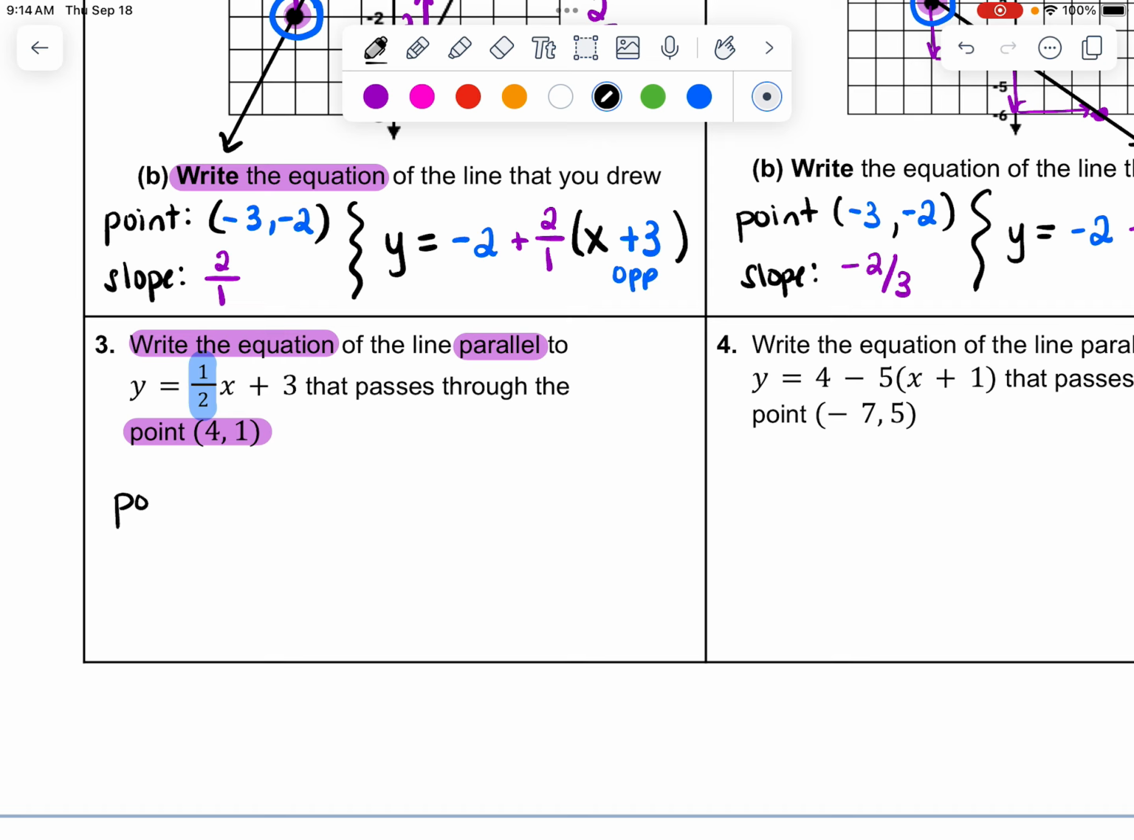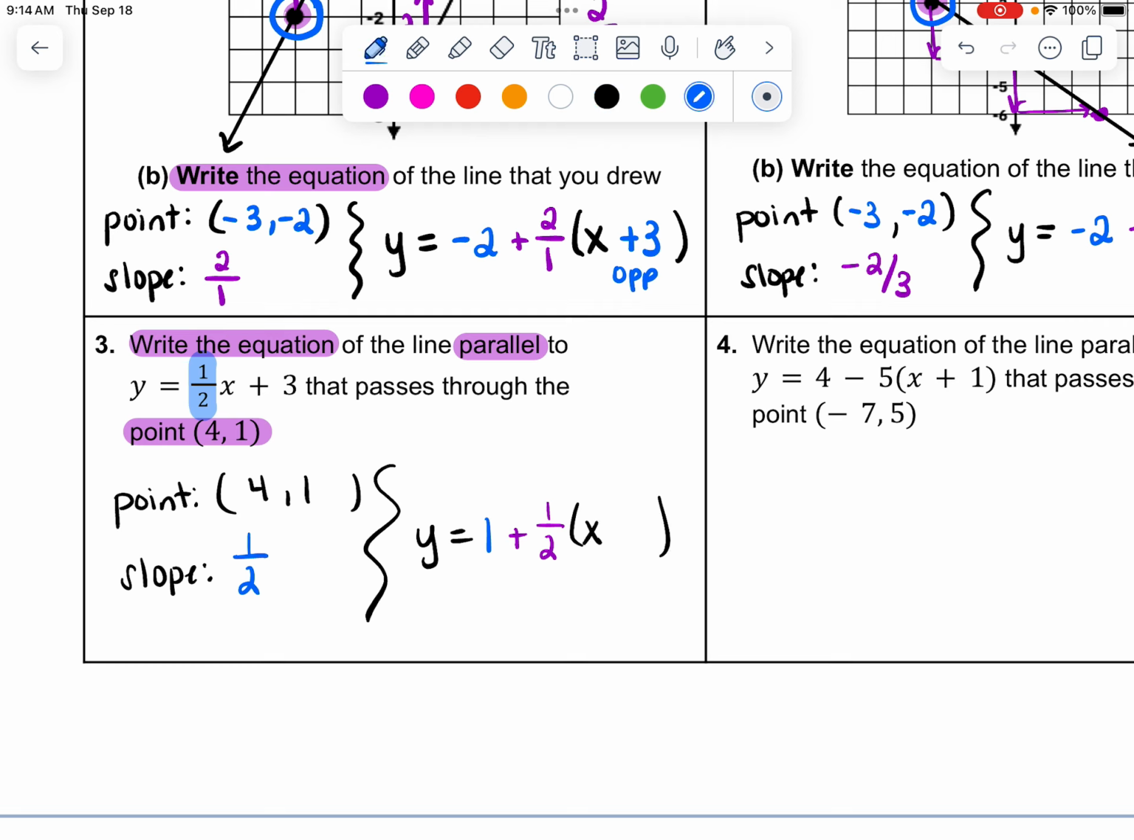My point is given to me in the instructions. They're telling me use the point (4, 1), and my slope is not given to me, but I'm just going to steal and use the same slope. Now I'm going to make my equation. So y equals my y, plus 1/2, and then parentheses x, and then I'm going to put -4 because that number is always the opposite of the number that we started with.